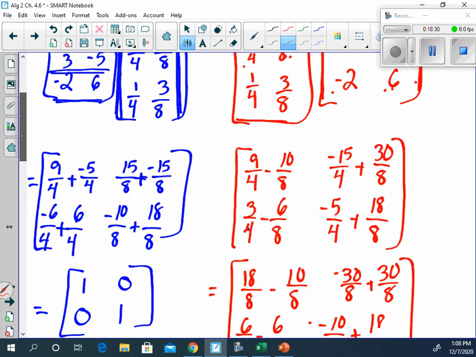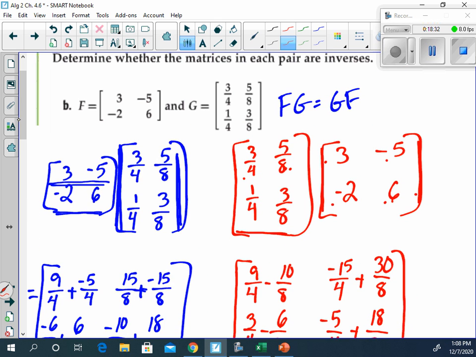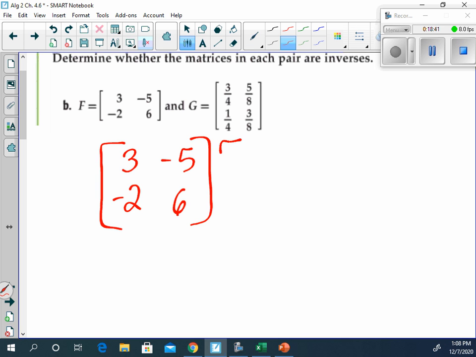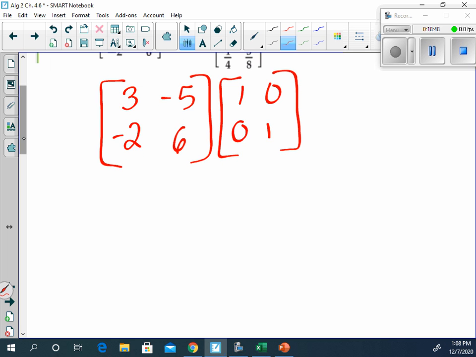Now I want to show you something interesting with the identity matrix. I'm going to take the matrix 3, negative 2, negative 5, and 6, and I'm going to multiply it by the identity matrix. So if we do this multiplication, we go over, down. Well, 3 times 1 is 3. Negative 5 times 0 is 0, yes?